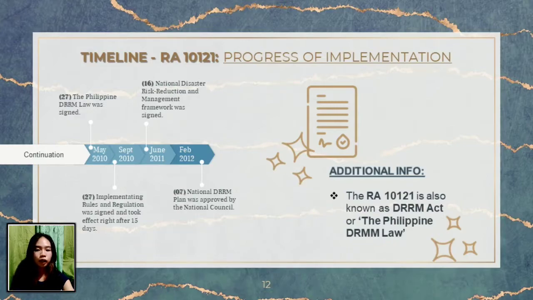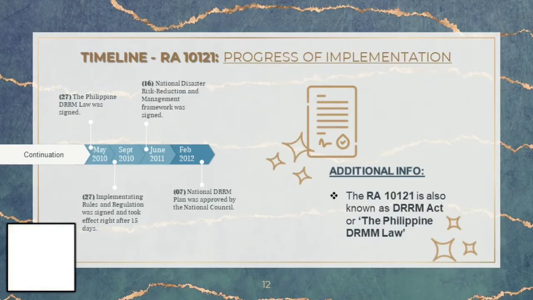So on May 27, 2010, the Philippine DRRM law was signed. Implementing rules and regulations were signed on the 27th of December 2010 and took effect 15 days after. The National Disaster Risk Reduction and Management Framework was signed on June 16, 2011. Lastly, the National DRRM Plan was approved by the National Council on February 7, 2012.